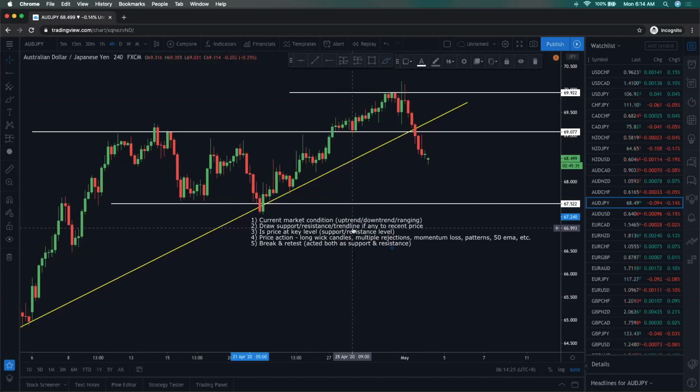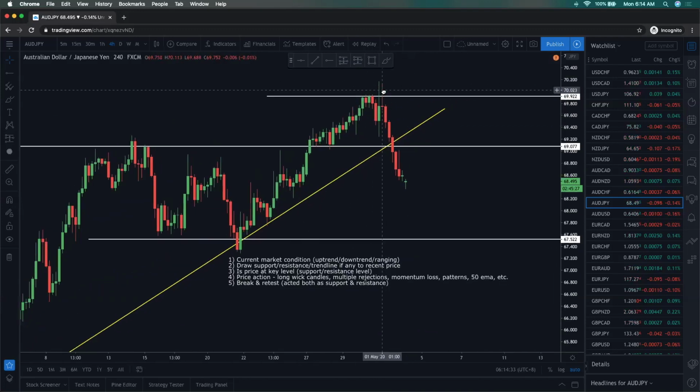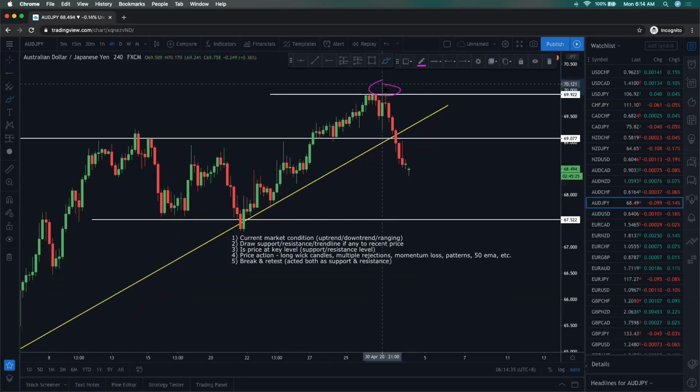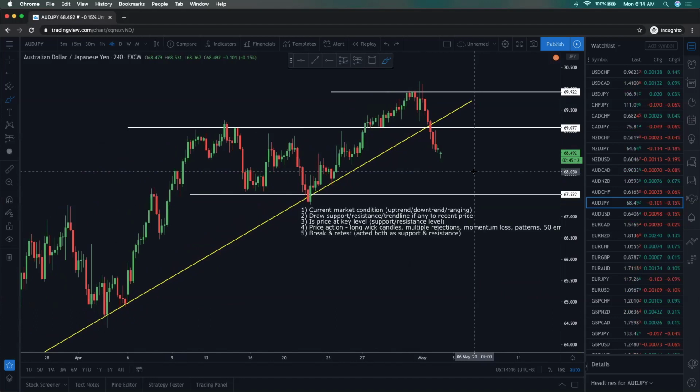So we know price is at a key level. Price action is the long wick and so on and so forth. As I mentioned, the long wick is the long wick. Break of this trend line, break of this support. That's why we are now looking for a sell instead of initially the buy. So we can change our bias based on the price action. That's why we let the market tell us what to do.